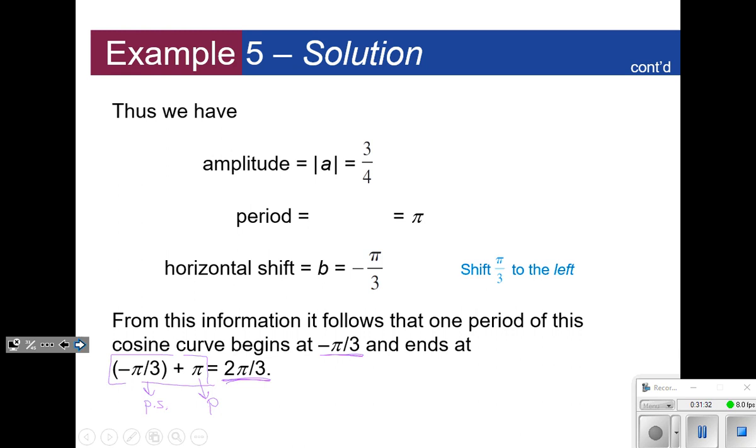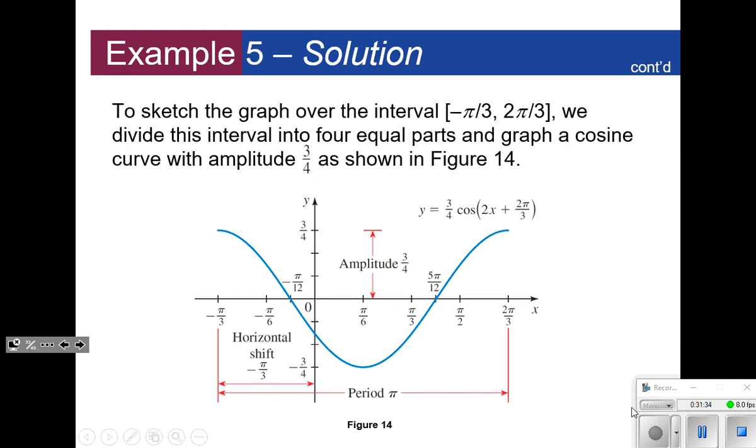All right? So look at that graph. Again, I really like this graph. One whole period of pi, and it had to be pi because we had the 2 for the k in front there. We shifted left, horizontal shift of negative pi over 3. We shifted left pi over 3. This is now our starting point. Remember, cosine starts up. Typically, it starts at 0, 1. In this case, our amplitude is 3/4. So we start at negative pi over 3, 3/4.